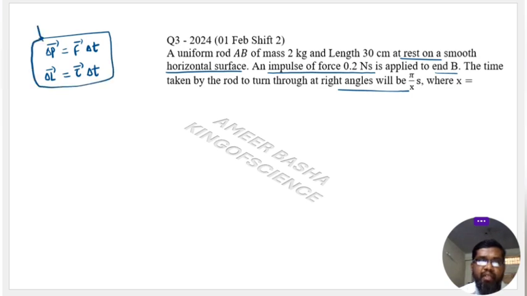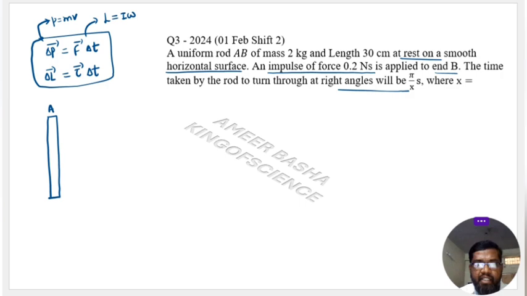Here linear momentum is P equals mass into velocity, and angular momentum L in this problem is I omega, where I is the moment of inertia and omega is the angular speed. I will explain the situation first. There is a rod at rest, with end A and end B. Now an impulsive force acts here, that means a force of 0.2 newton acts suddenly at that particular point. Take this as the center of mass of the rod.